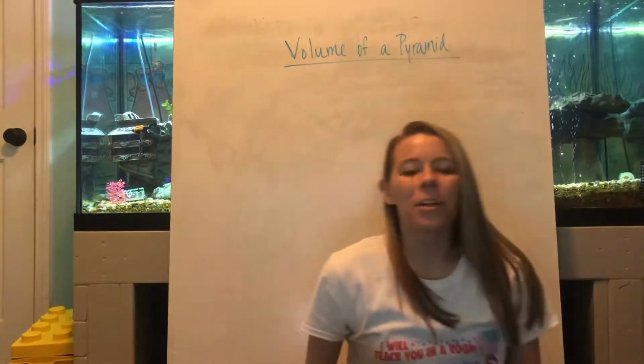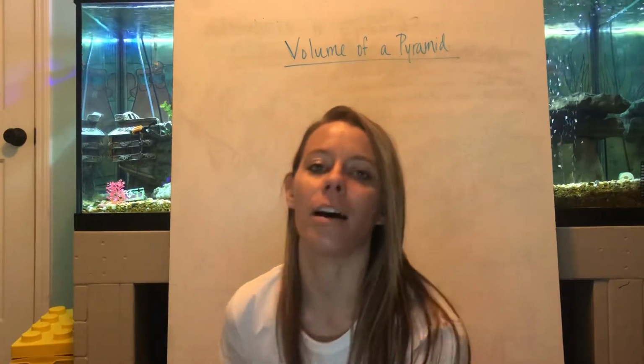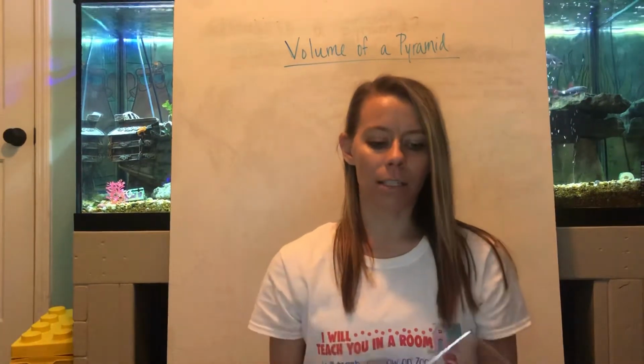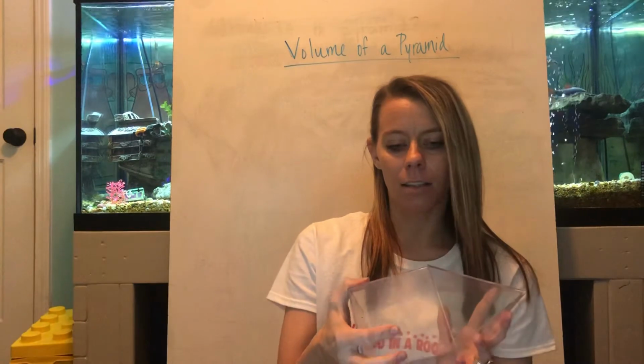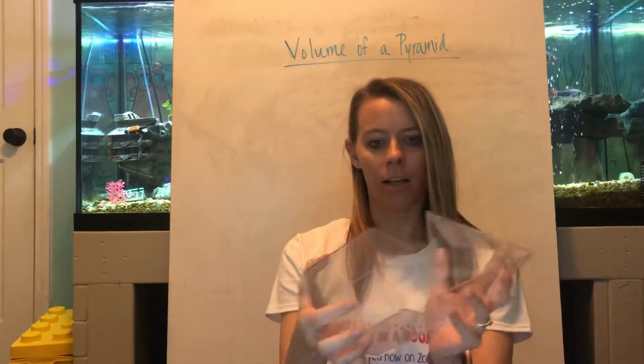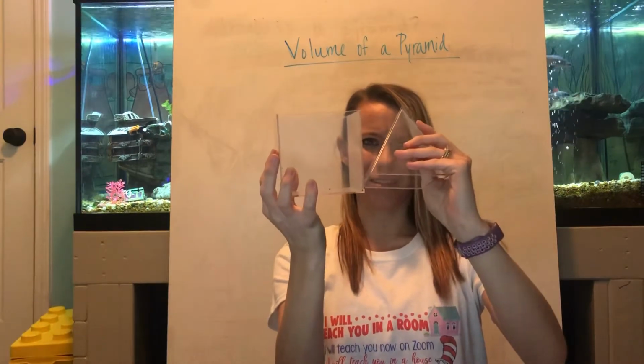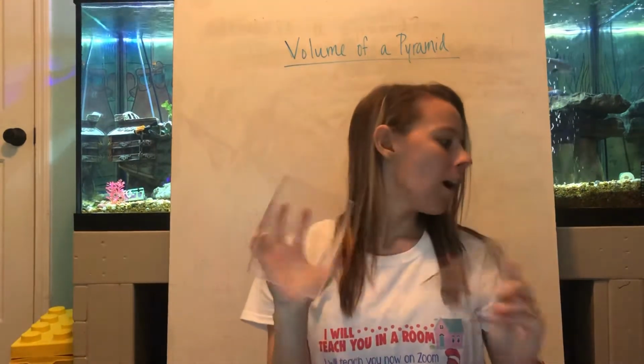Everybody, today we're going to be working on calculating the volume of a pyramid. Just like we compared a cone to a cylinder, today we're going to be comparing a pyramid to a prism. At first we're going to compare a square pyramid to a cube. Notice that the bases are congruent and the heights are also congruent. It might be kind of hard to see because they're transparent.